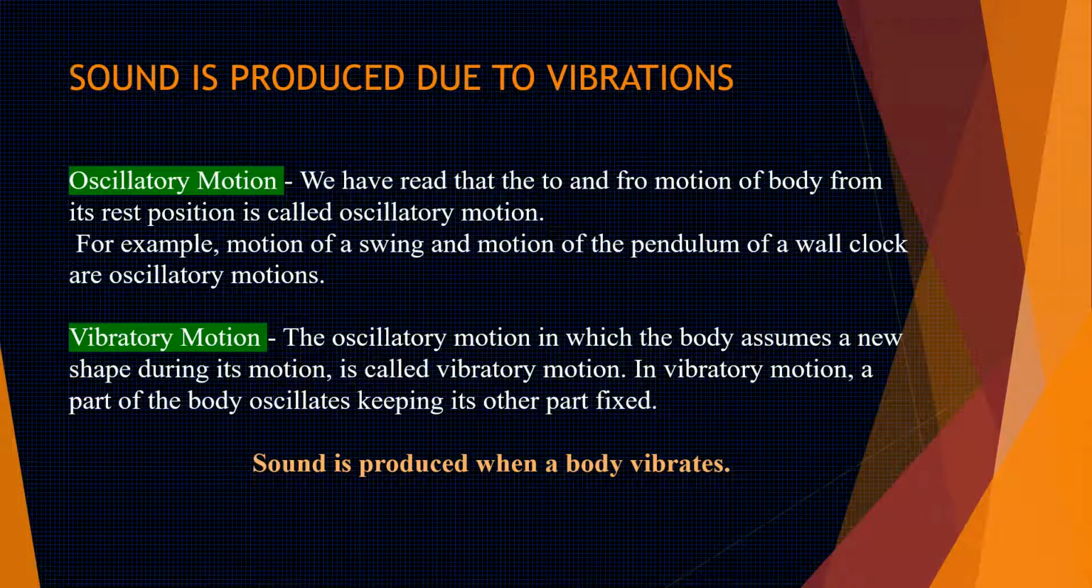Number 2, vibratory motion. The oscillatory motion in which the body assumes a new shape during its motion is called vibratory motion. In vibratory motion, a part of the body oscillates, keeping its other part fixed. Sound is produced when a body vibrates.